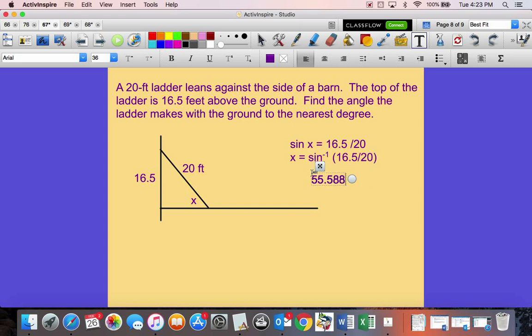Do we have any extra restrictions on this? It says find the angle the ladder makes with the ground to the nearest degree. So it's not going to be 55.588. It's going to be 56 degrees. And there is our answer for this one.